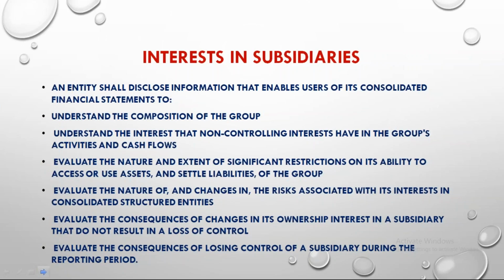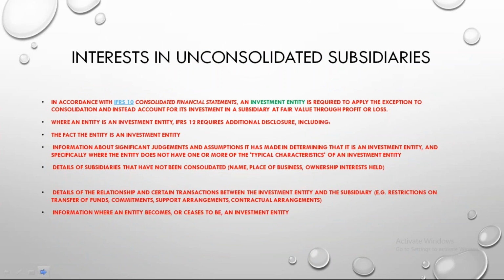So first scenario, you don't lose the control. Second scenario, you lose the control. In accordance with IFRS 10, parent entities that are investment entities are required to apply the exception to consolidation and instead account for investments in subsidiaries at fair value through profit or loss. That is, you don't consolidate it, even though you have 51% or 60%, but IFRS 10 says in certain instances you will not consolidate it, you will show it as fair value through profit or loss.